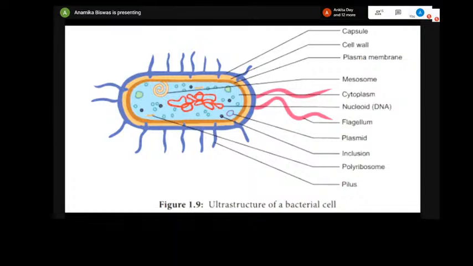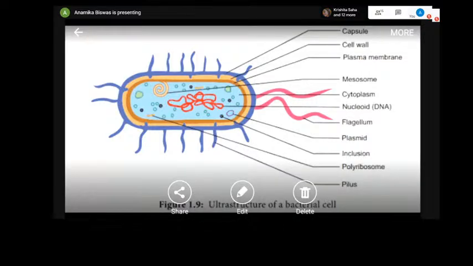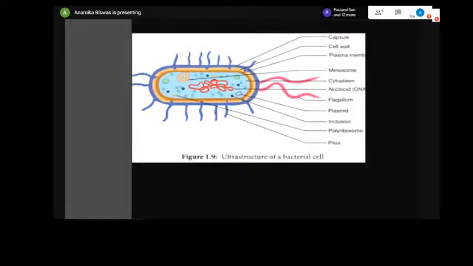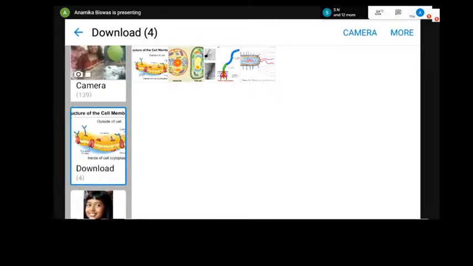Here 30S and 50S. S means Svedberg unit. That means by this unit we measure the movement capacity of this ribosome in the centrifuge machine, centrifuge tube. So this is the Svedberg unit. So that is all the structure of bacteria, that means prokaryotes.